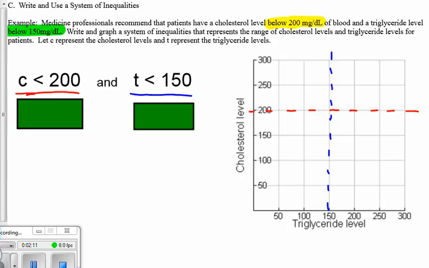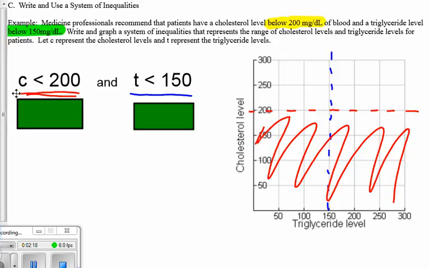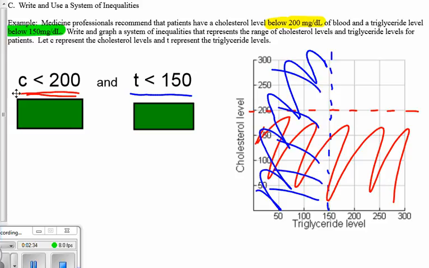Now looking back at our cholesterol inequality, we need it to be less than 200, so we shade everywhere below 200. For our triglycerides, it needs to be less than 150. Less than would mean smaller, or everything to the left, so we'd shade everything over here. Suppose I can fill in more. And we'd notice then that there's only one area right here of patients that are in the quote-unquote healthy zone.